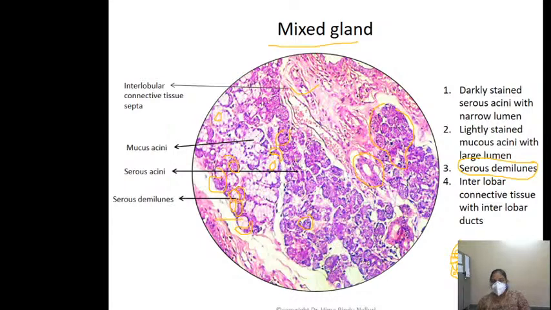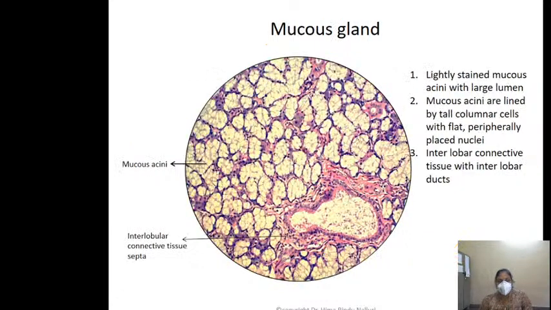So you see the lightly stained mucous acini with a large lumen, and then darkly stained serous acini with the narrow lumen, and you see the serous demilunes. That's the mixed gland. And for the mucous gland, this is the mucous salivary gland. Example for this predominantly mucous gland is the sublingual gland. Here you can see large mucous acini. These are all the large mucous acini with flattened nuclei, tall columnar cells, large lumen.